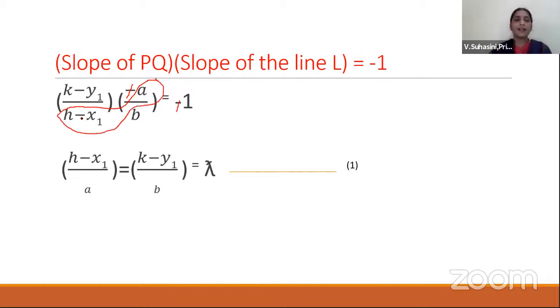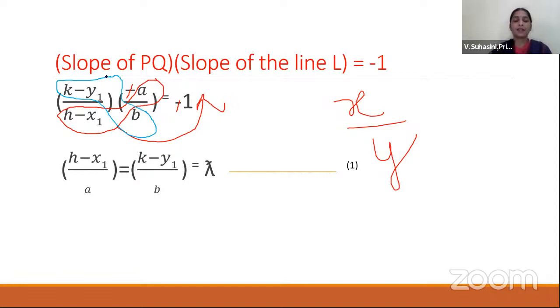The term a divided by h minus x1, when sent onto the other side, the numerator will become the denominator and the denominator will become the numerator. Isn't it, children? When we send x by y onto the other side, it will become y by x. Therefore, a by h minus x1, when we send onto the other side of equality, will become h minus x1 by a is equal to what already is there on the left hand side, which will remain like that only. What is there on the left hand side? K minus y1 by b. So h minus x1 by a is equal to k minus y1 by b.